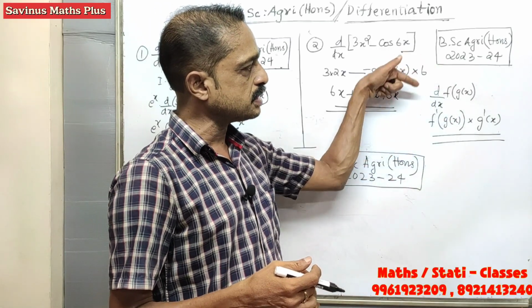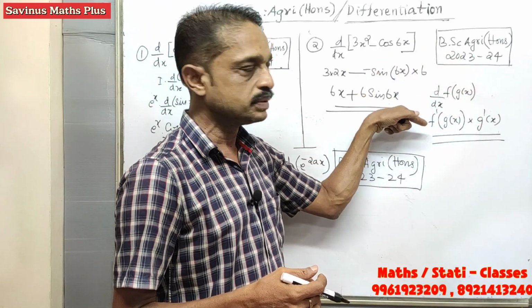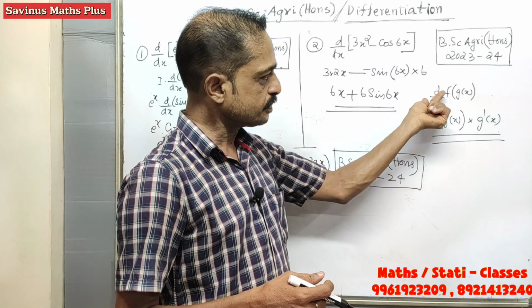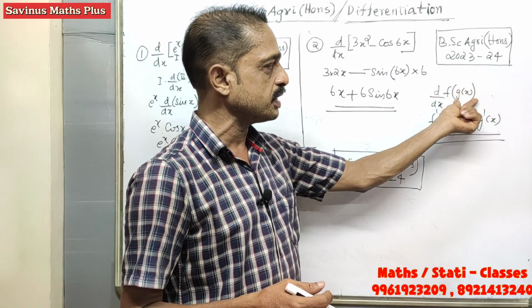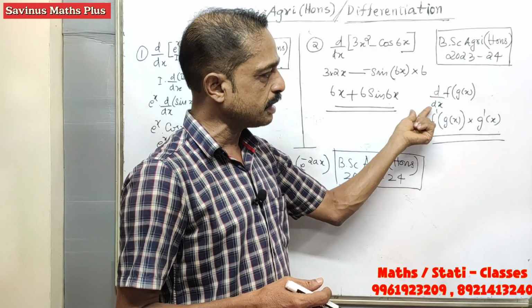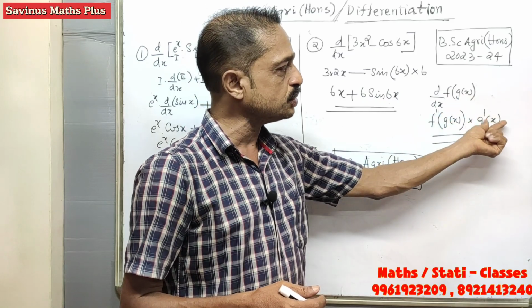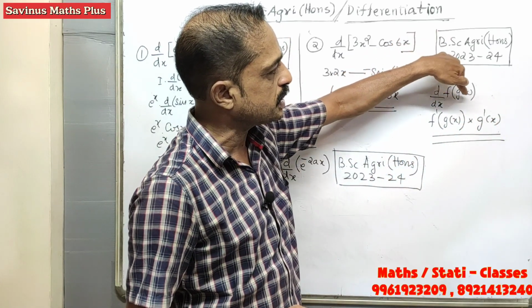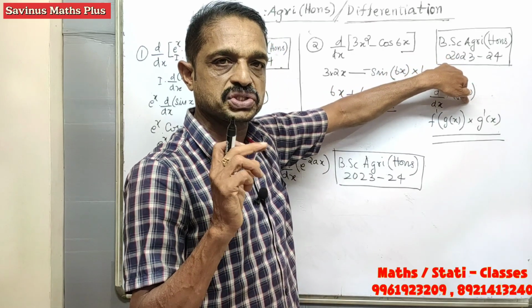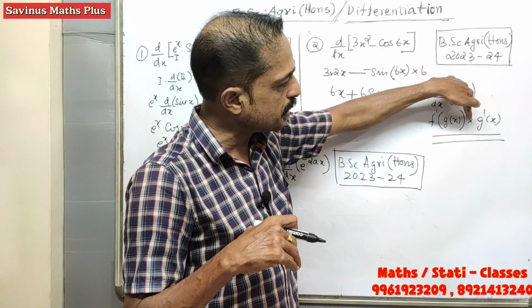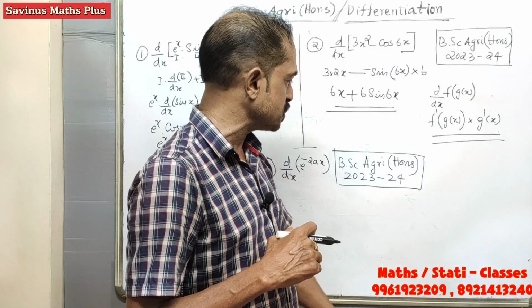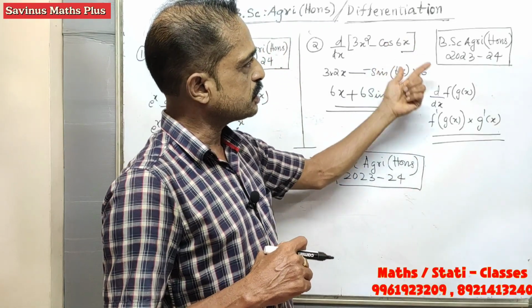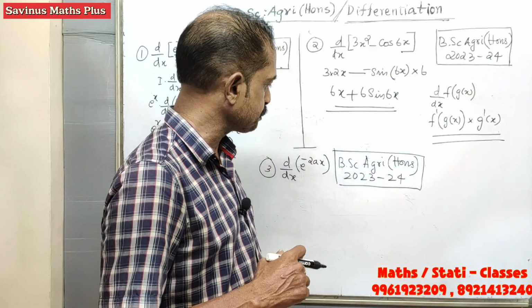See, you will have to understand this function of a function rule well. So d by dx of f of g of x. What is the derivative of f of g of x? It is f dash of g of x into g dash of x. First differentiate the outer function with respect to the inner function, keeping the inner function as it is, and then multiply with the derivative of the inner function. So that also is a question of 2023-24.